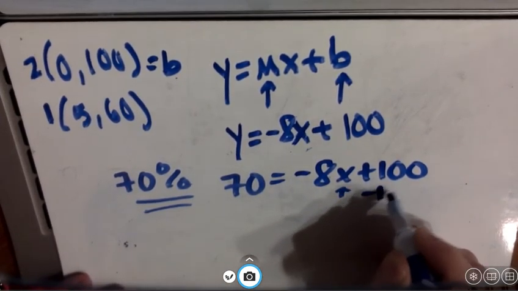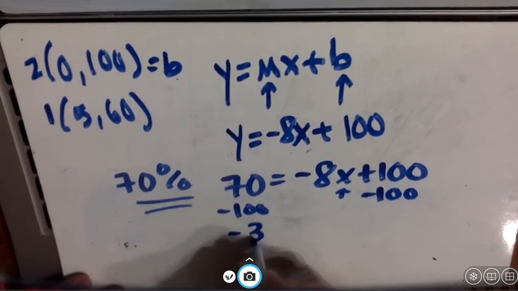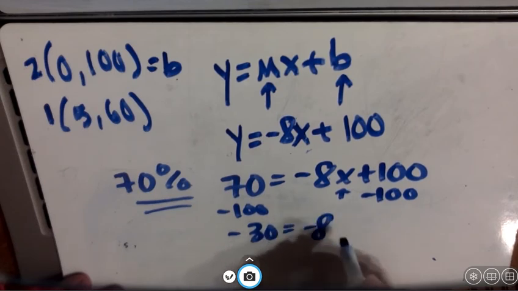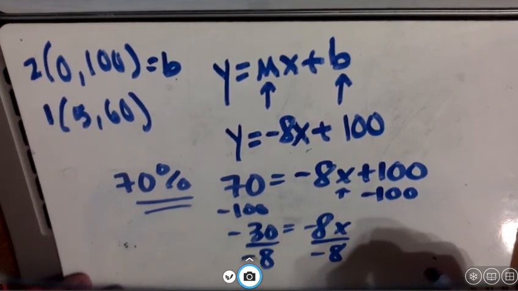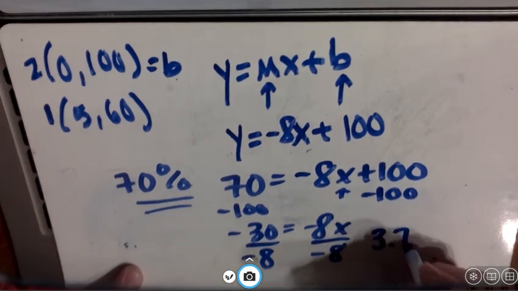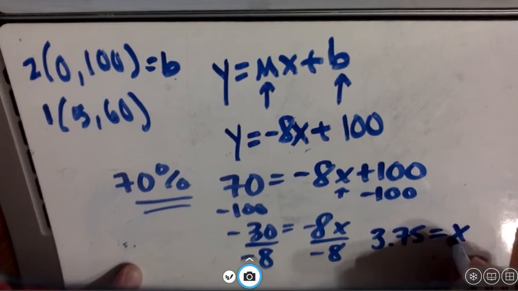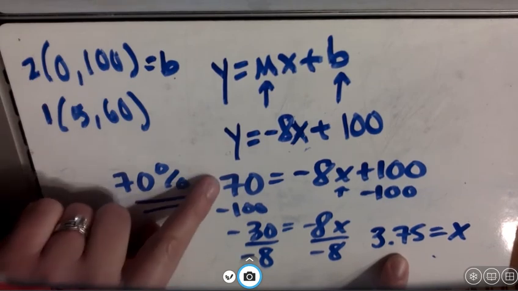That means I need to subtract 100 on both sides, and I get negative 30 is equal to negative 8x. I'm then going to divide by negative 8 on both sides. So I get negative 30, and I'm going to put this in my calculator. Negative 30 divided by negative 8 equals 3.75. That means I could miss almost 4 days of math class and still maintain a 70%.